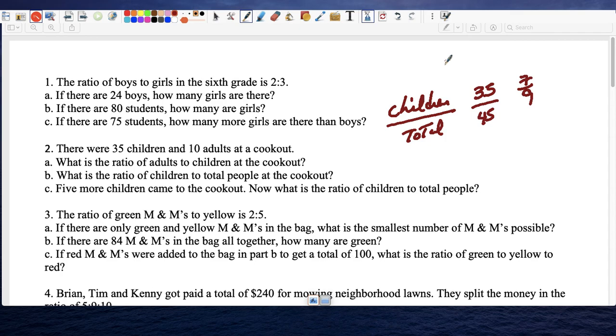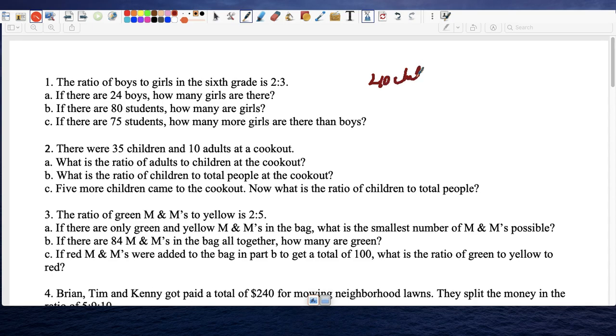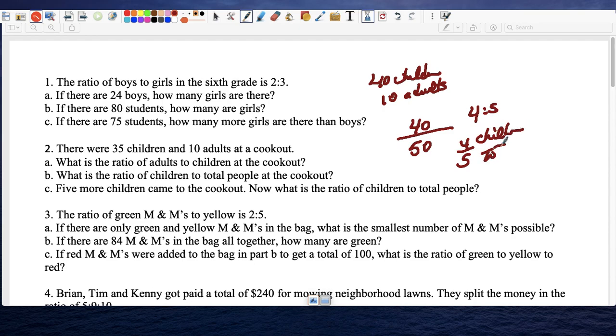5 more children came to the cookout. Now I have 40 children and 10 adults, right? My number changed a little bit. What is the ratio of children to total people? Well, the ratio of children, which is 40, to total people, which now increased and becomes 50. So the ratio is 4 to 5, or if you kept it as a fraction, 4 over 5, 4 children to total, and that's what we were looking for.